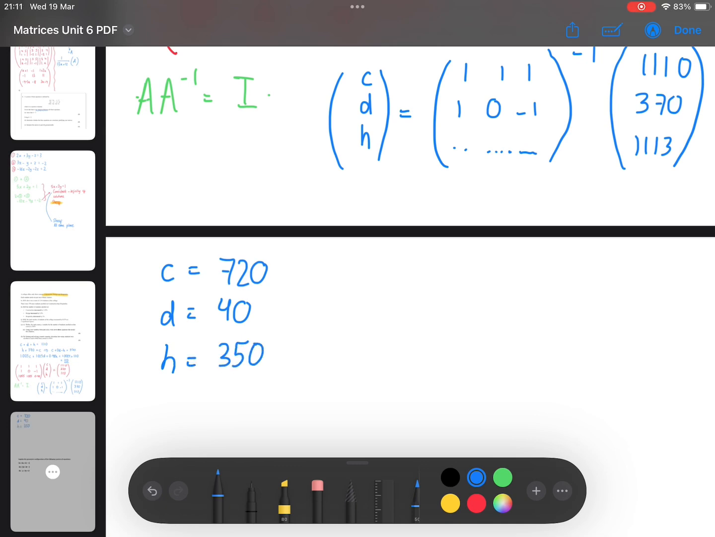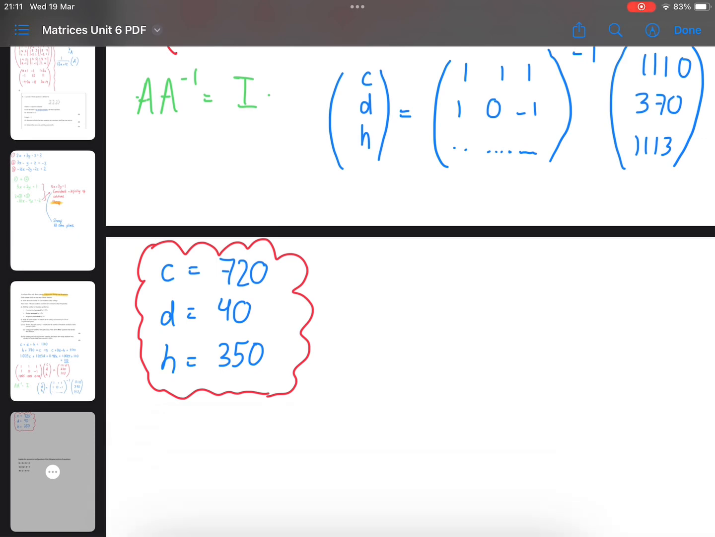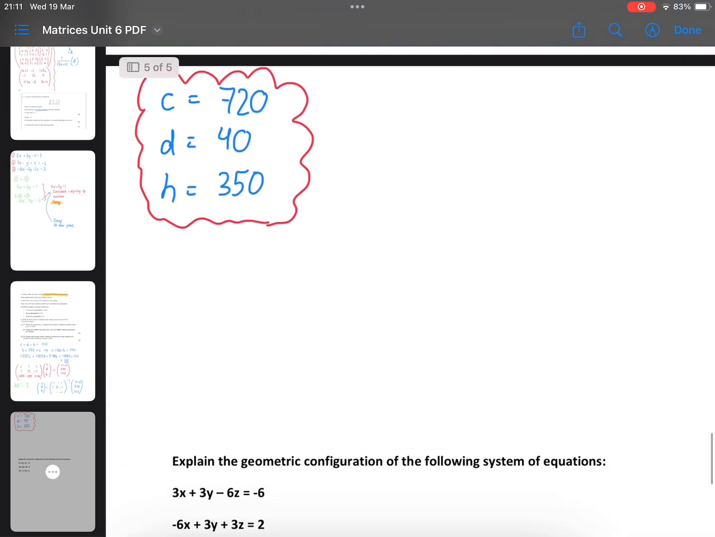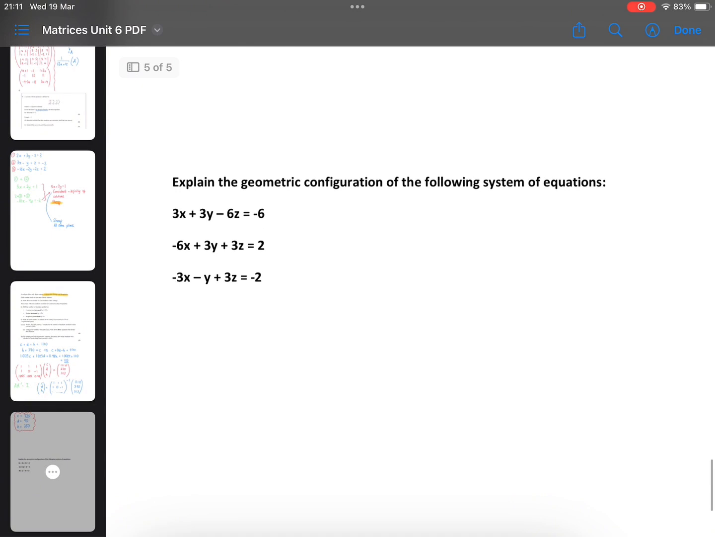So if you used the unrounded value instead of 1113, you'd get answers which were really close to 720, and you'd be expected to just round them. And it's always worth doing a quick sense check on those answers, that they make sense, and that they look like they satisfy all of the equations, and that is the correct answer.